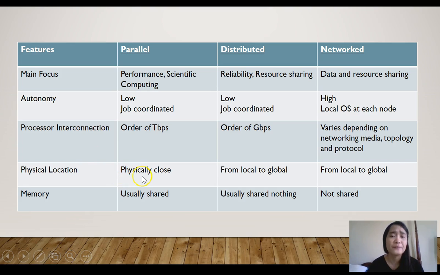For physical location, parallel systems usually should be physically close to each other for the system to run. And then for distributed and network, it can be local to global depending on the usage. And then for memory, for parallel, it is usually shared. For distributed, usually the memory is not shared. And for network, it's also not shared because each operating system or each computer would have its own memory. So that's the end of the discussion for parallel systems.